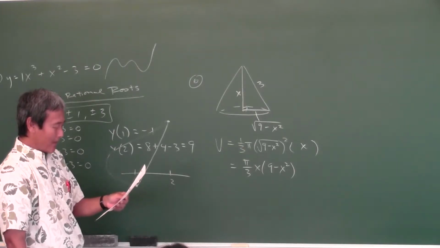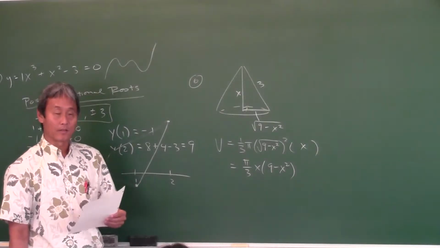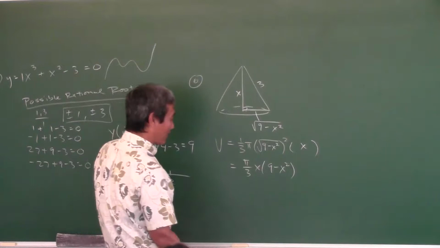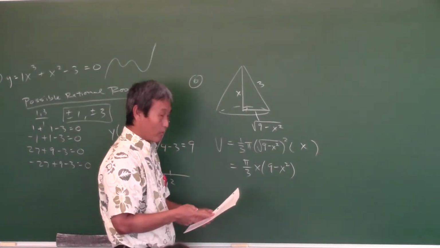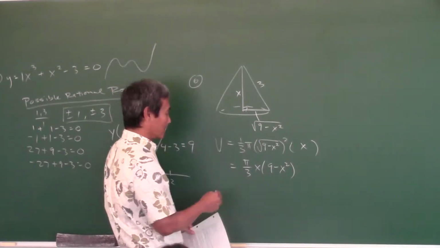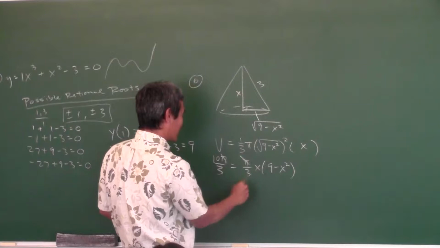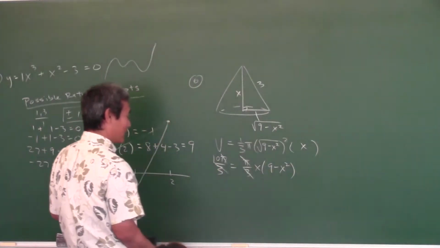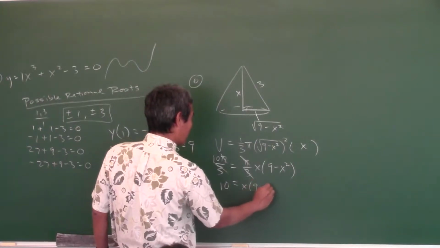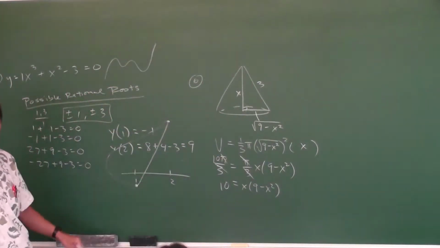Find the values of x that yield a volume of 10 pi over 3. So where do I plug in the 10 pi over 3? We want the volume to be 10 pi over 3, so where do I plug it in? For V, 10 pi over 3. The pi's cancel out, the 3's cancel out, so this is what we have left: 10 is equal to x times 9 minus x squared.